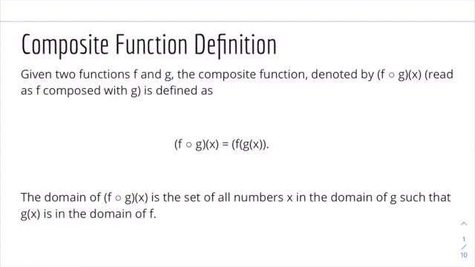I'm always going to read this as f of g of x. So f composed with g of x is equal to f composed with g of x. Or the bigger idea here is that my input x into f of x becomes my function g of x. Like I'm putting in the entire function g of x into f of x to give myself a function. The domain of f composed with g of x is the set of all numbers x in the domain of g such that g of x is in the domain of f.